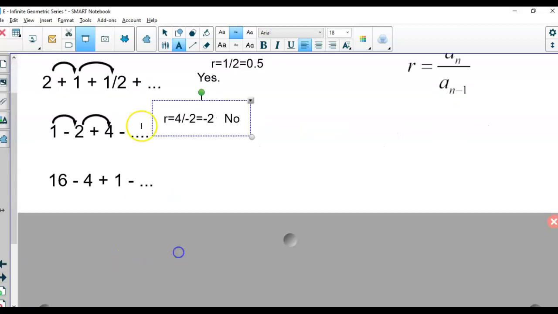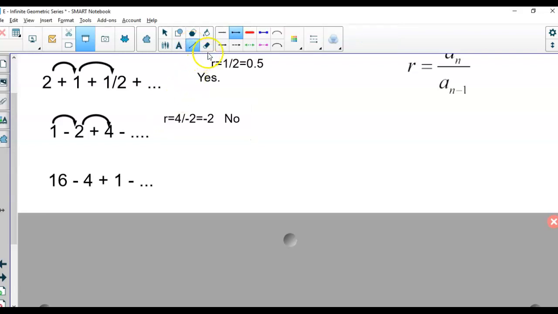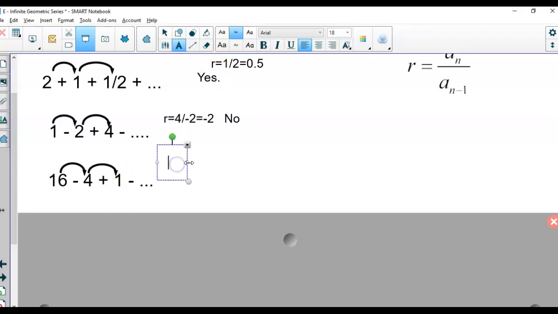Okay, next, 16, -4, or 16 minus 4 plus 1 minus. Let's go ahead once again and find that ratio. Okay, so I'm going to take that 1, and I'm going to divide it by -4 to give me -0.25.